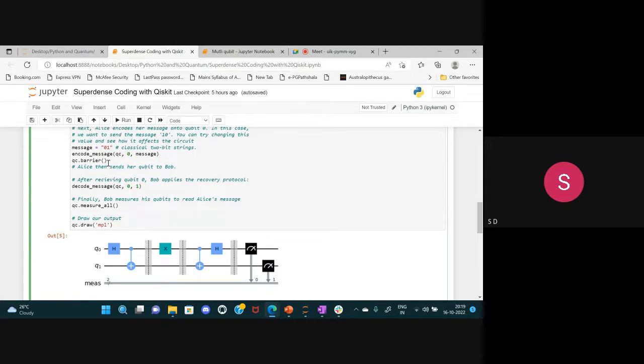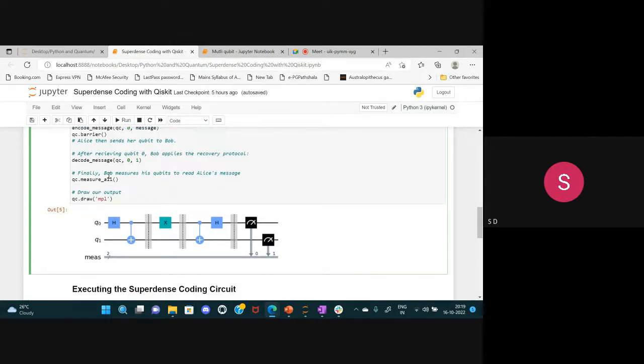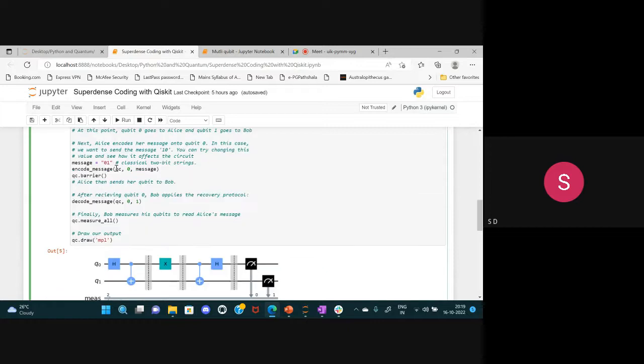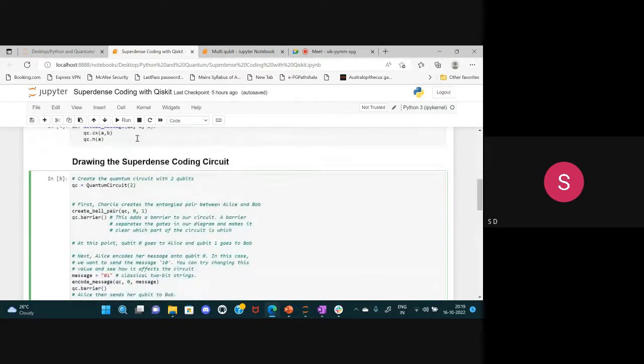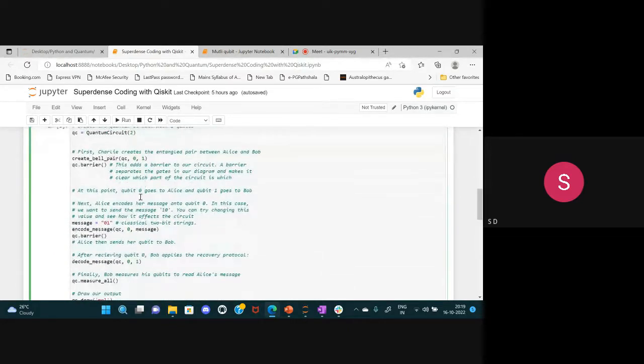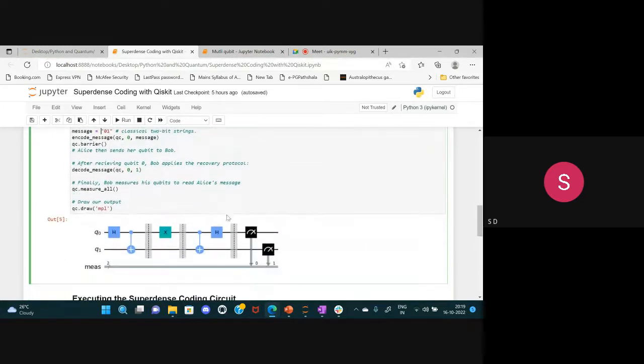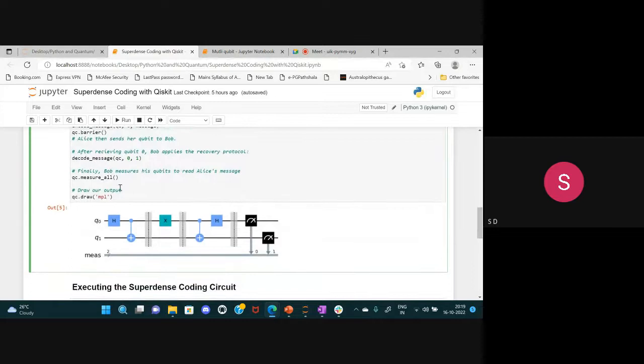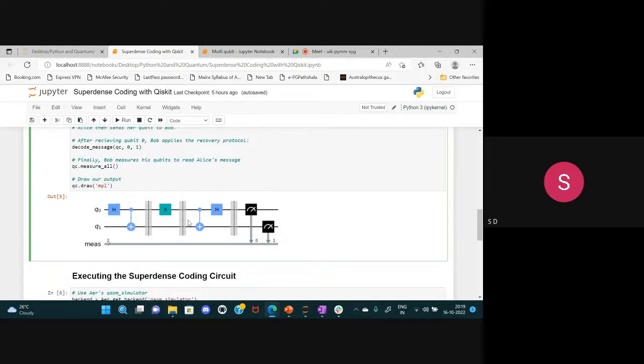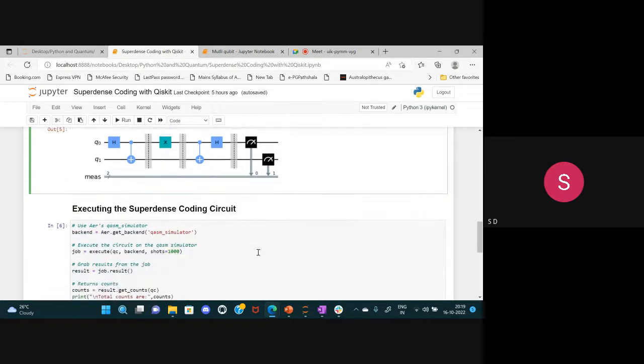And then we are applying the barrier again. And then we are decoding the message. Decode message, we are calling the function. So QC comma A is 0 and B is 1. 0 is nothing but Alice and B is nothing but 1. And then we are measuring all, and then we are drawing it. So this is how the circuit looks like. See, this is the same circuit which we have drawn right now. And then we are executing it.